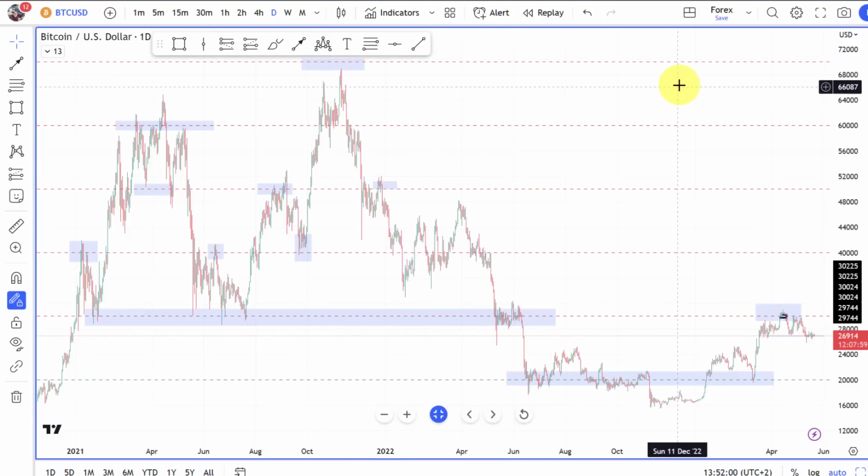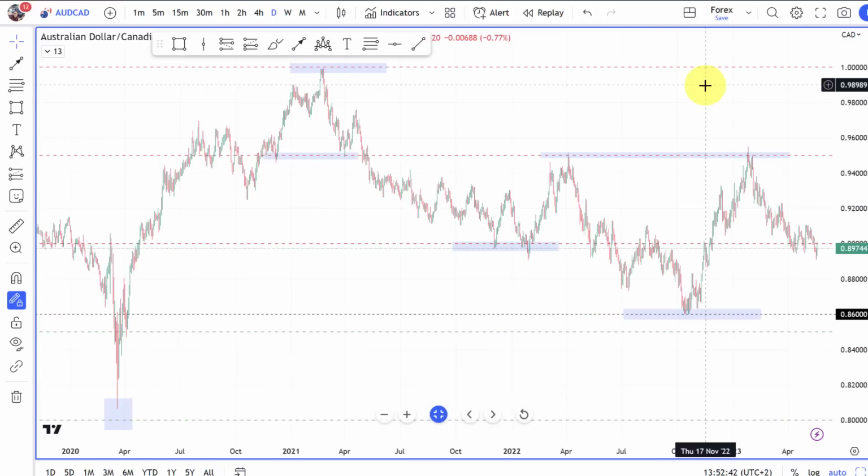Round numbers are price levels such as, in the case of Bitcoin, 70,000, 60,000, 50,000, 40,000, 30, 20, and so on. And you can very often see very precise and very strong price reactions at those levels. And this is not unique to crypto. We can pull up any market.